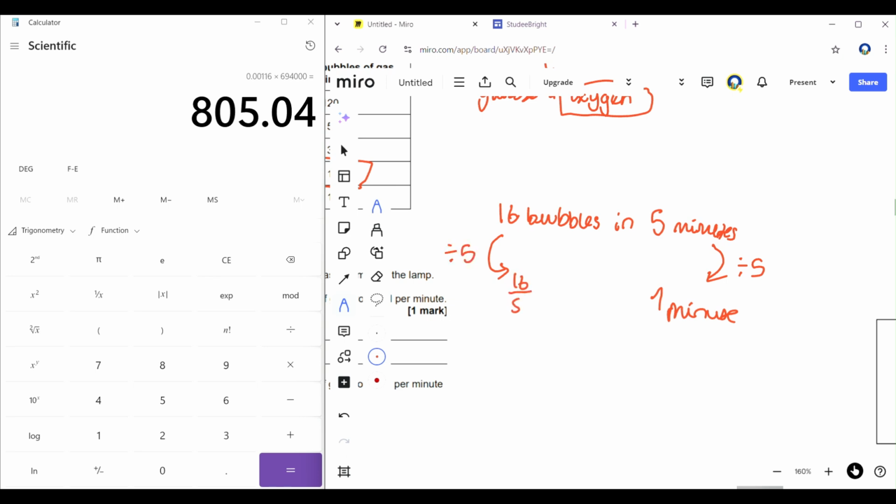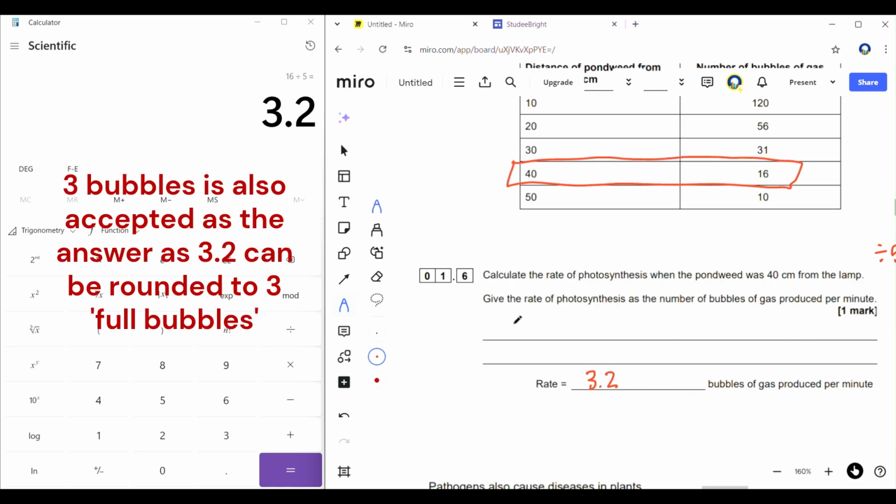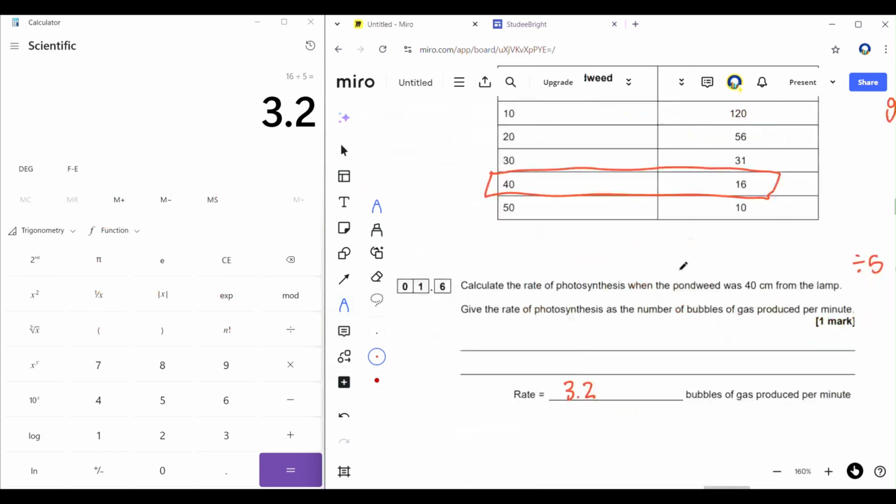So my answer will be 16 over 5, so let's use the calculator again. And that is 3.2 bubbles in 1 minute. So that is 3.2 bubbles in 1 minute, and that is my rate. So make sure you do your working out here. I'm just not doing it so I have more space to explain the answer to the question.